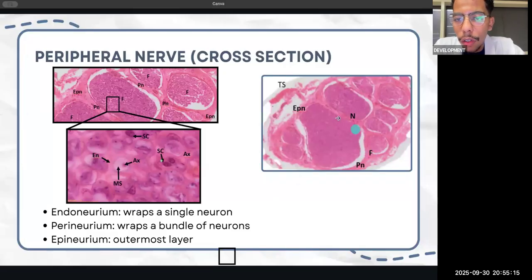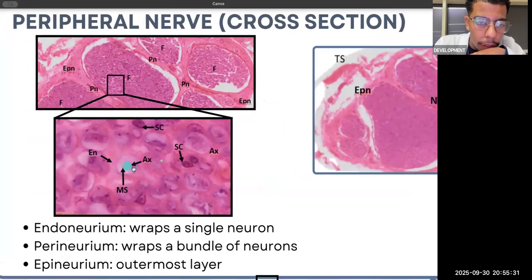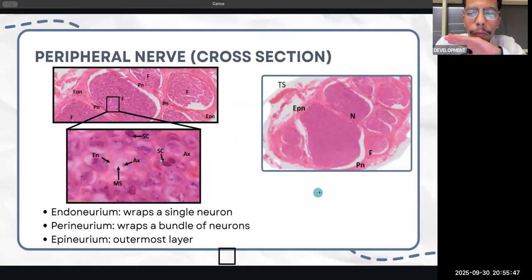Can you see here? Around each bundle is what? Perineurium. And then these bundles are again wrapped together by epineurium, which is the outermost. We said epi means outermost, so epineurium. Now again here, can you see this? In the middle of the myelin sheath, we have the axon. Again, myelin sheath appears clear. And then the big nuclei are for Schwann cells. Is that clear?